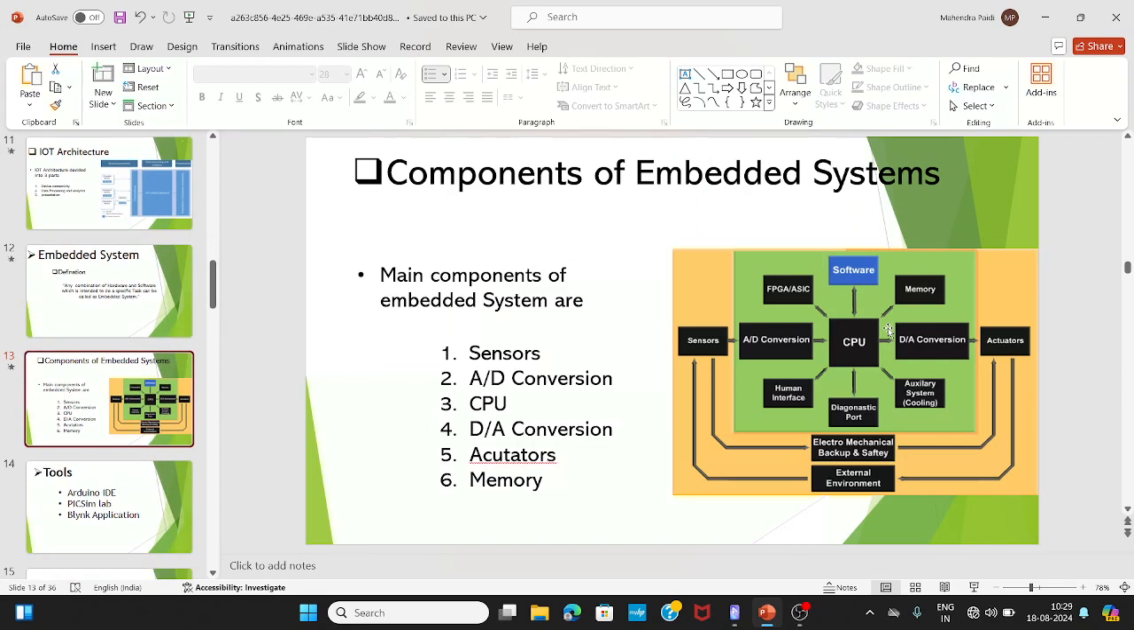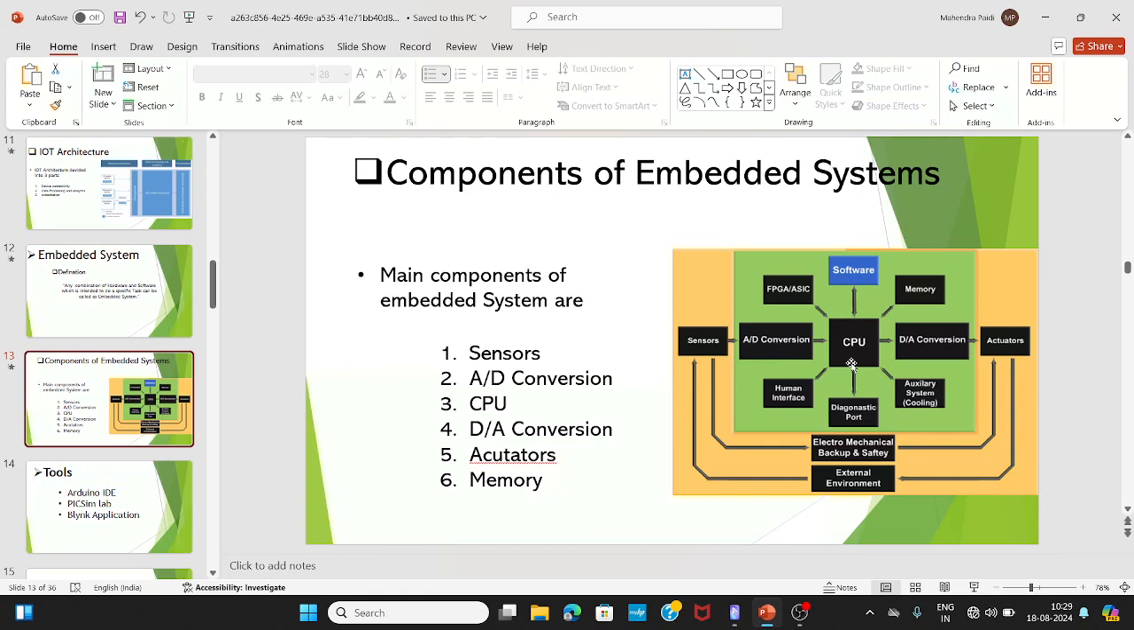Main components of an embedded system. First one is the sensor. A sensor is a device which converts environmental changes into an electrical signal, and the output of the sensor is input for the A to D converter. The A to D converter converts the analog signal into a digital signal.